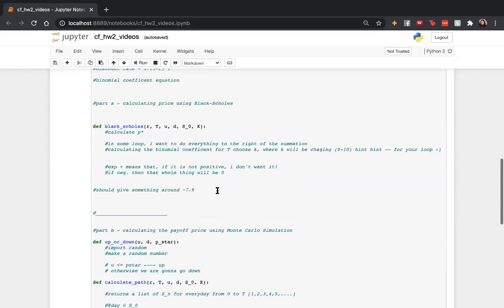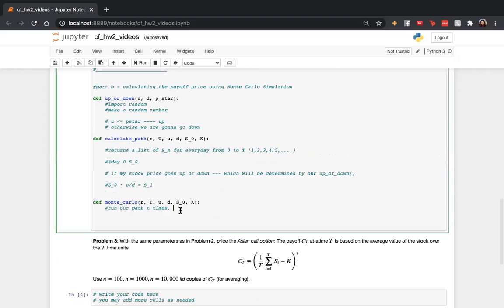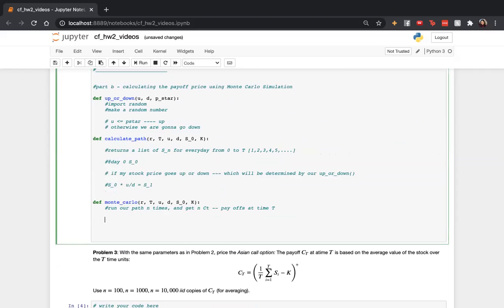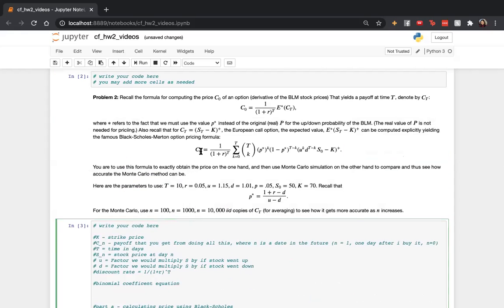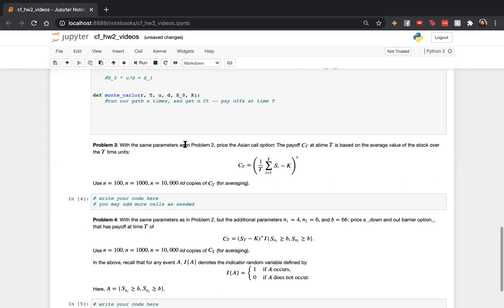So what we're going to do is we're going to run our path n times and get n CTs, which are the payoffs at time t. And so now that I have all these CTs, so I should give you n number of CTs, I want to basically get the average of them, and then at the very end I would return C of 0. And so I would just multiply by the discount rate.